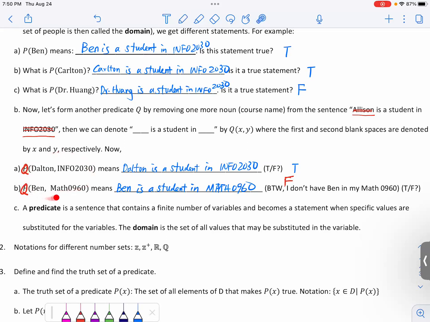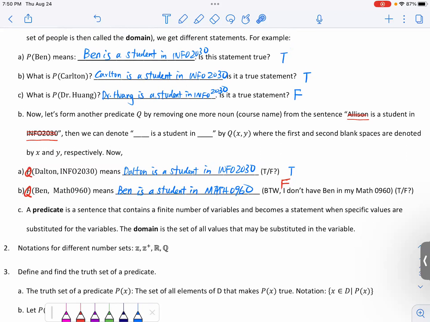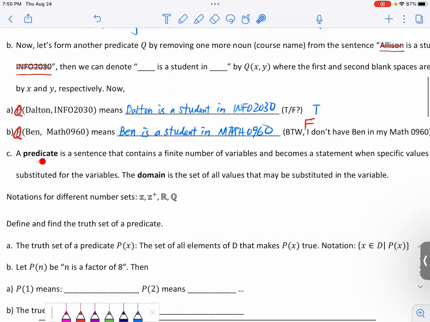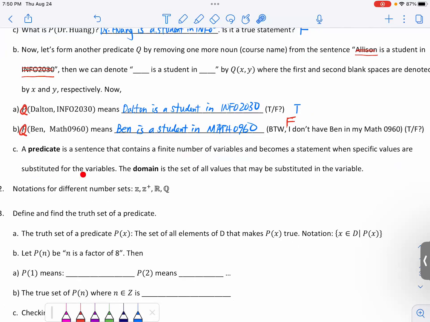I hope that with these two examples, you know what a predicate is. So here comes the definition. A predicate is a sentence that contains a finite number of variables and becomes a statement when specific values are substituted for the variables. Like in this case, we have two variables. When specific values are substituted into this predicate, it becomes a statement. And the domain is the set of all values that may be substituted in the variable.